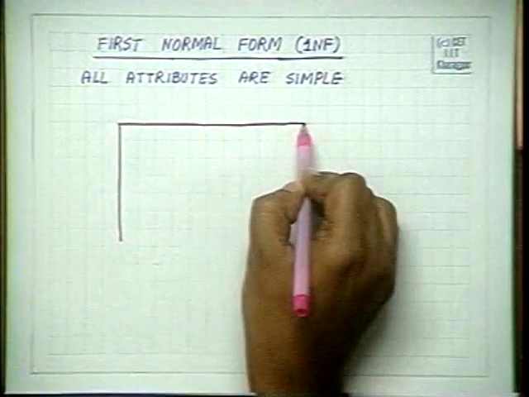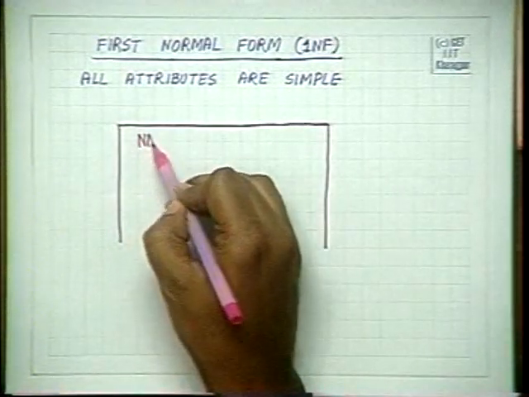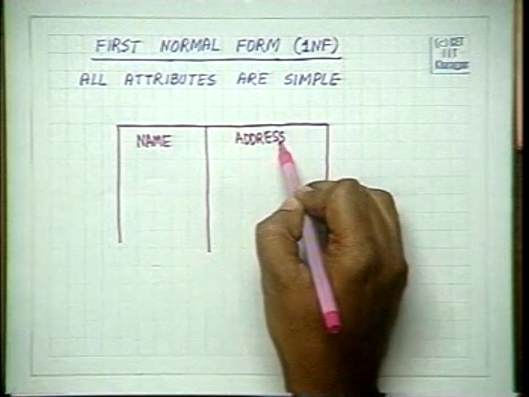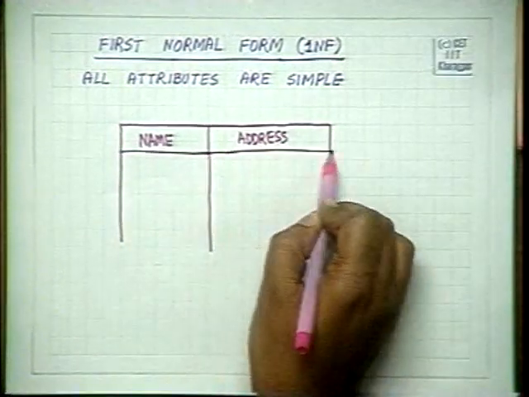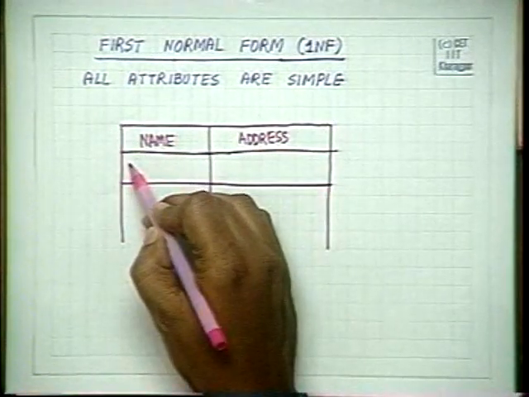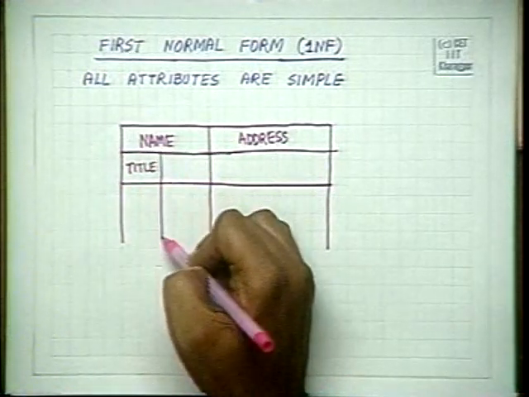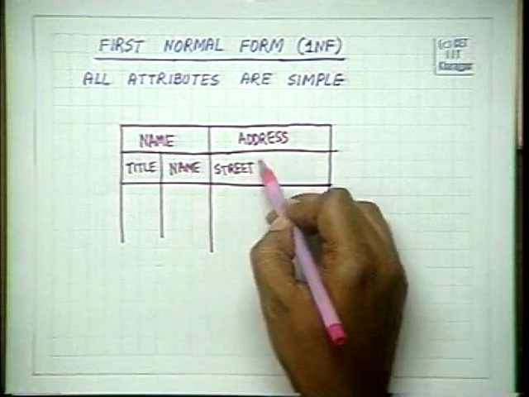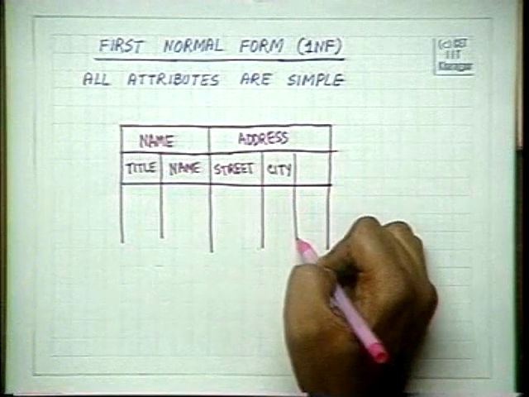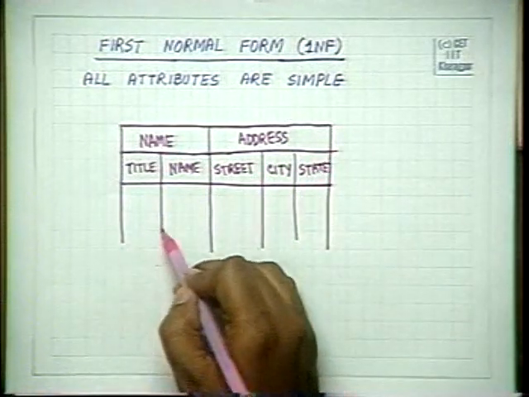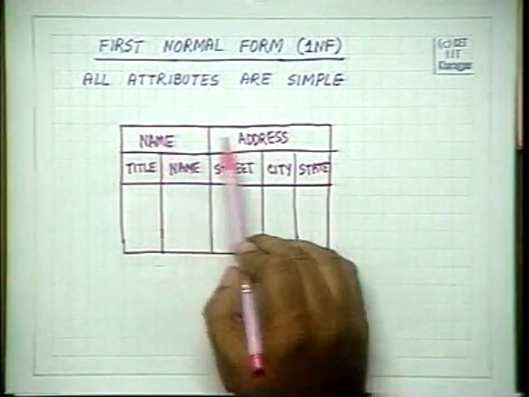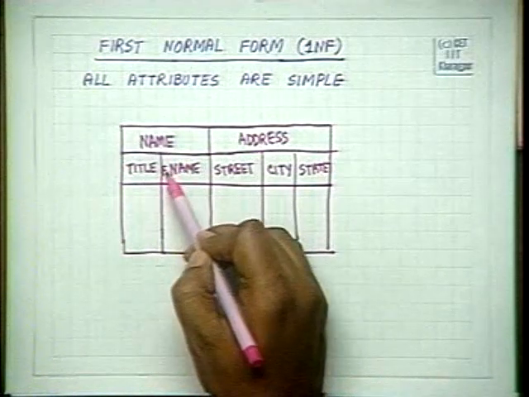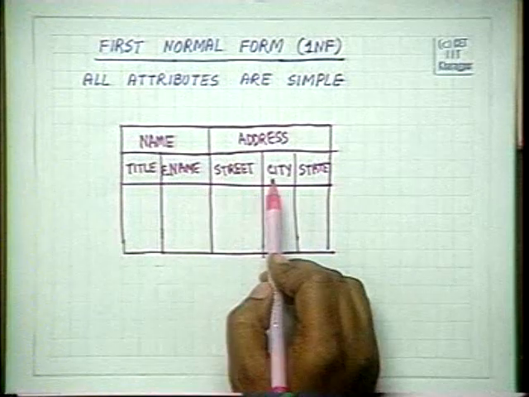Since we have got tables, this is a structured representation of the attributes. We have got two major attributes, name and address, and each of them has got certain subtypes. Name has got title and first name, F name. Address has got street, city, state.